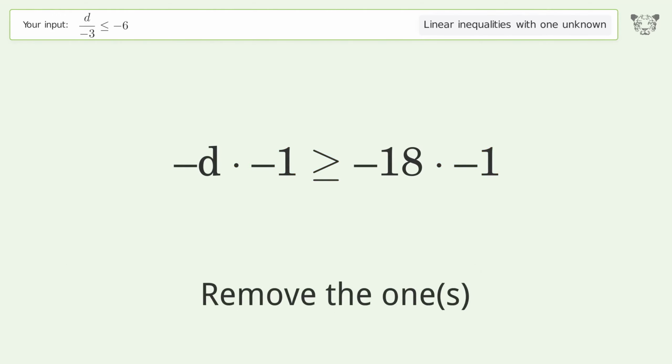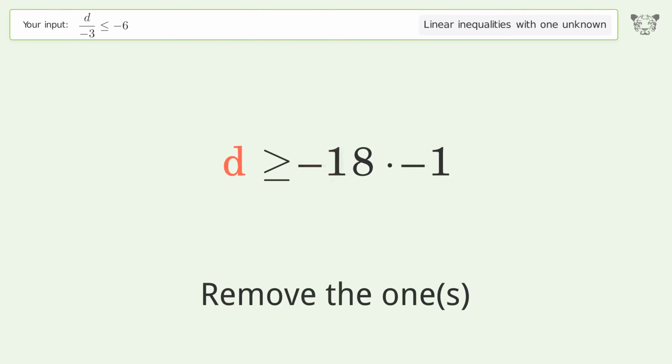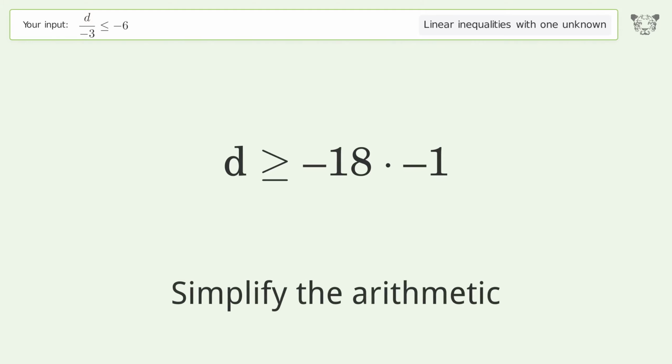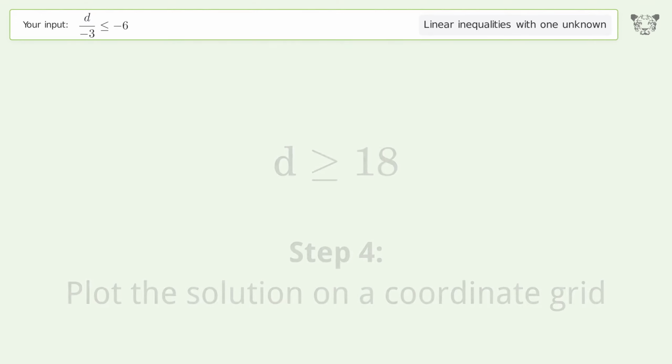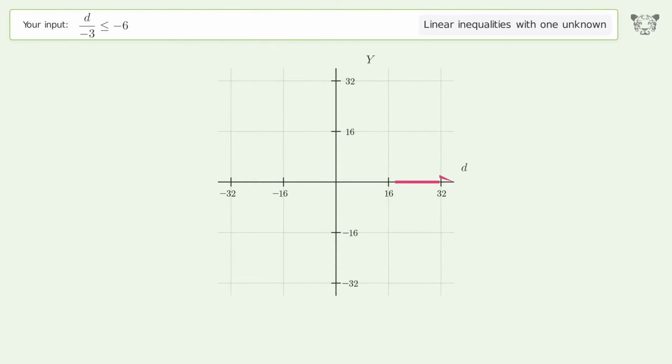Remove the ones. Simplify the arithmetic. Plot the solution on a coordinate grid. And so the final result is d equal or greater than 18.